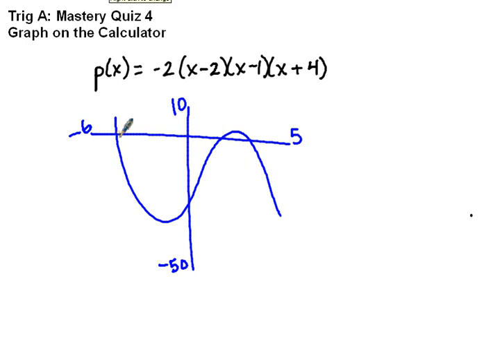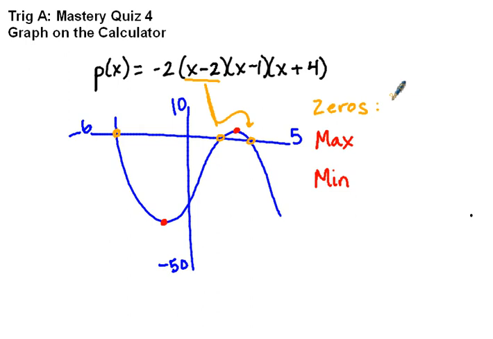We've got a couple interesting bits. They are here, here, and here. Those are the zeros. We also have a maximum, oops, and a minimum. I said that in the wrong order. The zeros are very easy to find because they're written in the equation themselves. Here, x minus 2 leads to this 0 at +2. X minus 1 is that 0 at +1. And x plus 4 leads us to that 0 at -4.